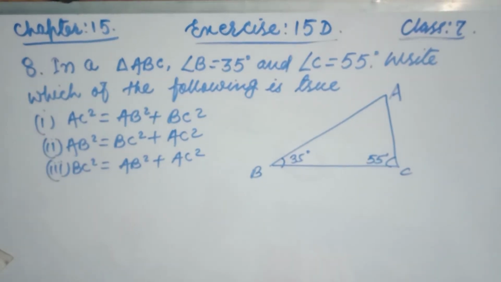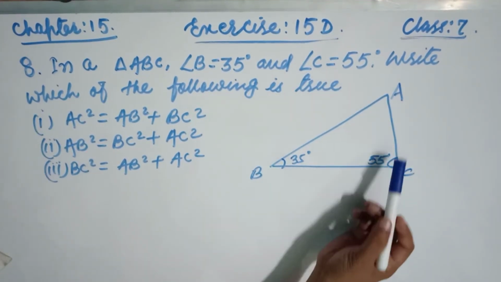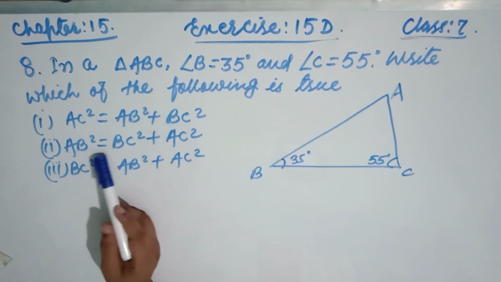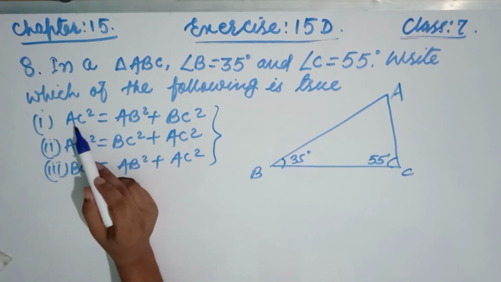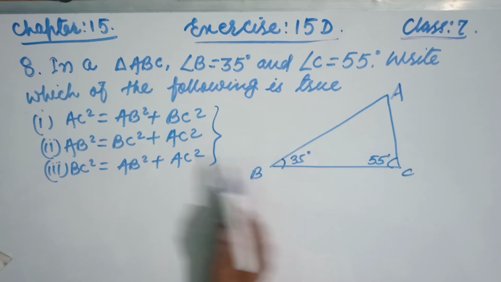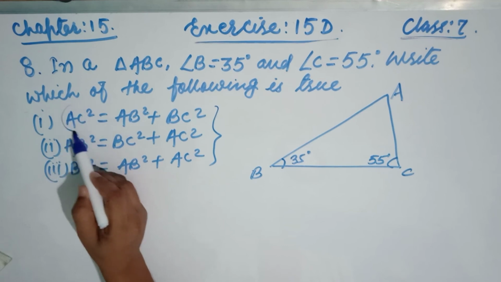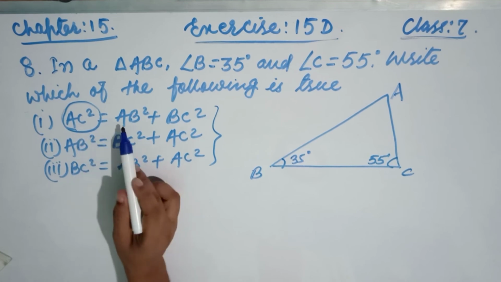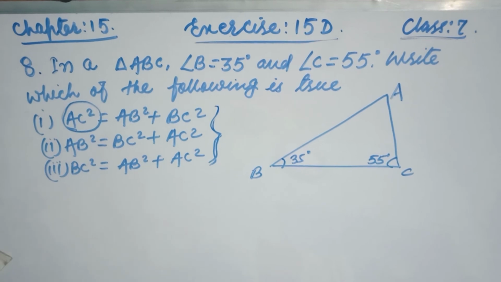Now see, friends, question number 8 says, in a triangle ABC, angle B is 35 degrees, angle C is 55 degrees, write which of the following is true. AC square is equal to AB square plus BC square, AB square is equal to this and this. Look, friends, if you look closely at these three mathematical statements, AC is a side of the triangle, BC is a side of the triangle, and AB is a side of the triangle. That means the square of one side is equal to the sum of the squares of the other two sides. So this is only for the Pythagoras theorem, friends.